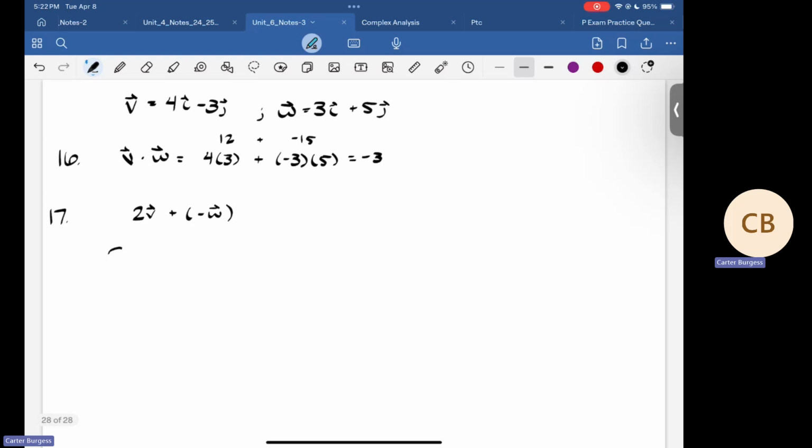2v, in this case, is going to be 8i minus 6j, and negative w is going to be negative 3i minus 5j. Adding these two together, I get 5i, add the x's, and negative 11j.